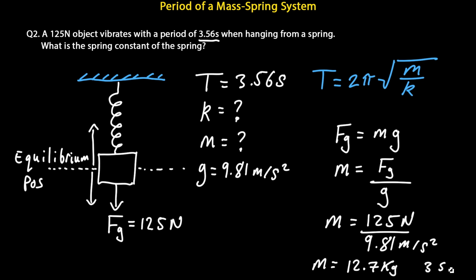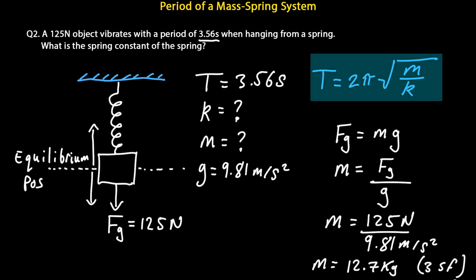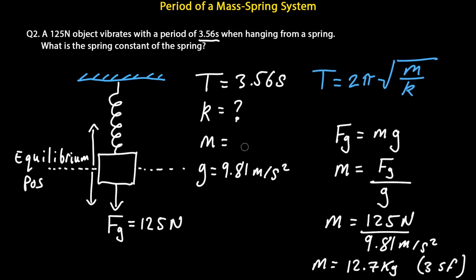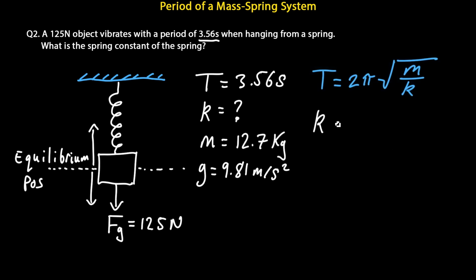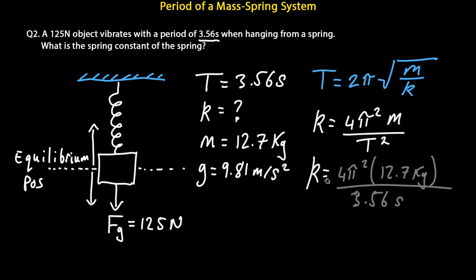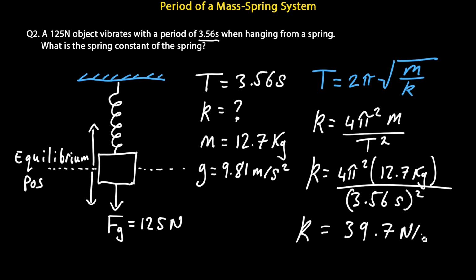Now, like we did with the previous question, we can rearrange our period formula to isolate the spring constant. Instead of doing this again, I'm just going to use the previous transposed equation, which is the spring constant is equal to 4 pi squared multiplied by the mass divided by the period squared. Once we plug in all the numbers, we get a spring constant of 39.7 newtons per meter. And the higher the spring constant, the stiffer the spring.